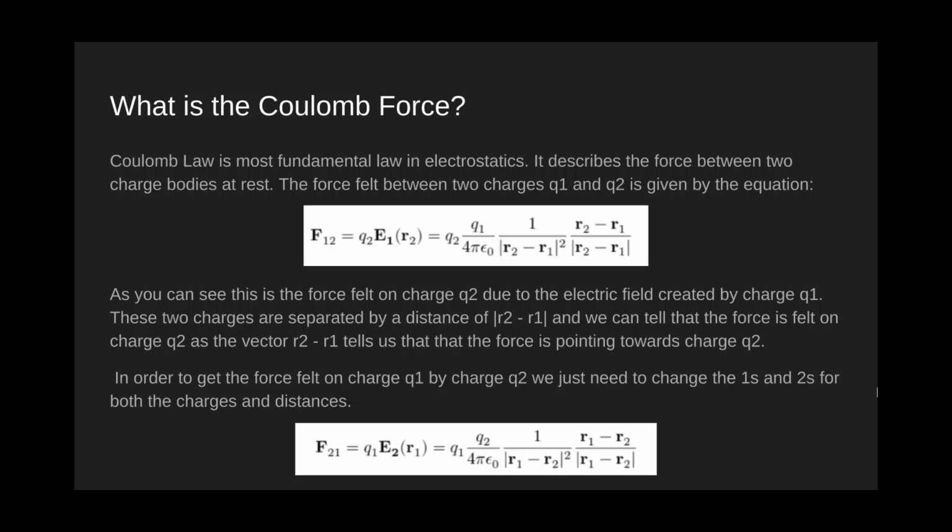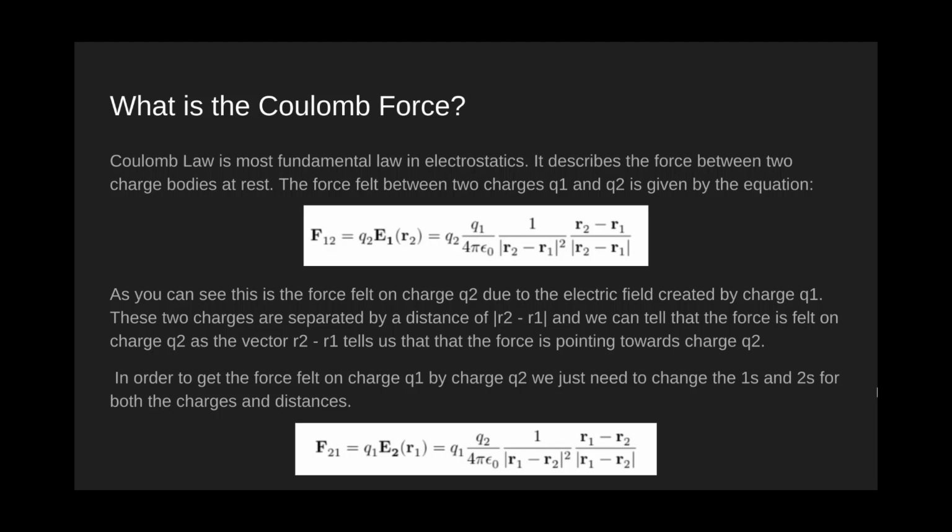this equation here. As you can see, this is the force felt on charge Q2, as that's the one out the front of the equation, due to the electric field created by charge Q1. And these two charges are separated by the distance R2 minus R1, and this is in absolute value at the bottom because it wants to be positive, because then R2 minus R1 over the absolute value of R2 minus R1 gives you the actual vector direction.